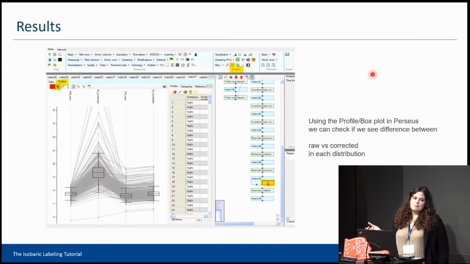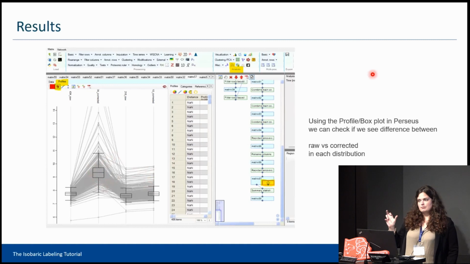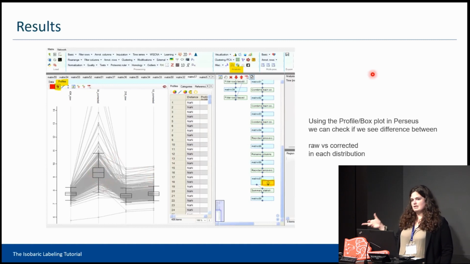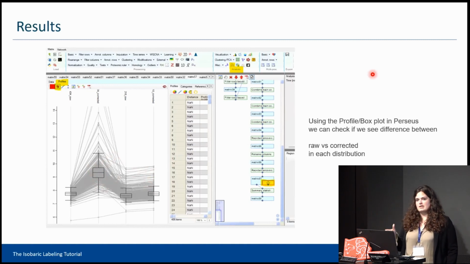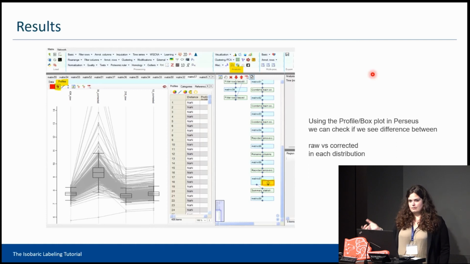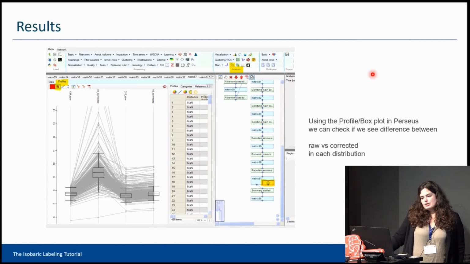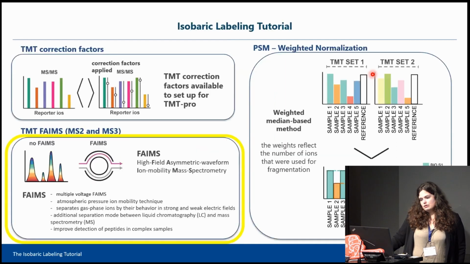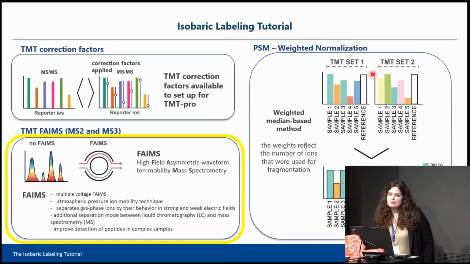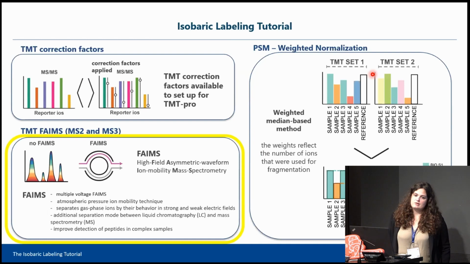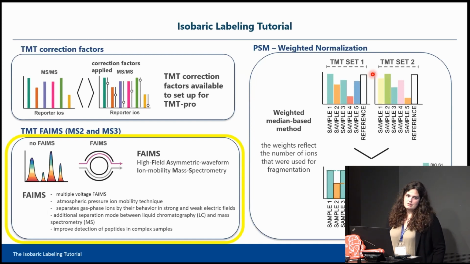You just need to be careful to read the experimental design, because all the rest is just a combination of different reporter ions that you have. But in addition to that, before finishing this tutorial, I would like to spend just a few minutes to show you, in case you have a TMT FAIMS data set, what you need to change compared to the configuration that I showed you before.